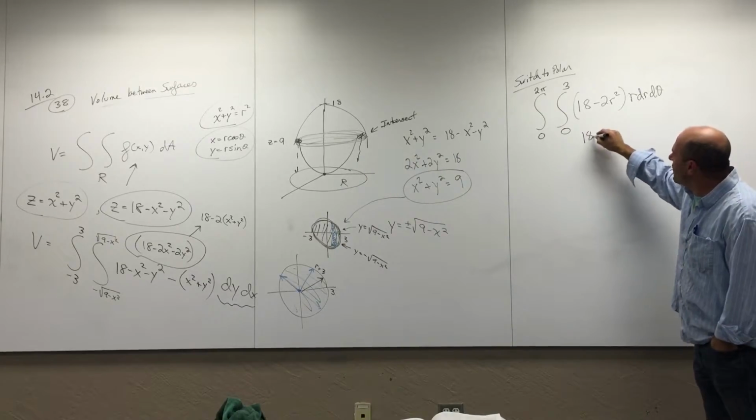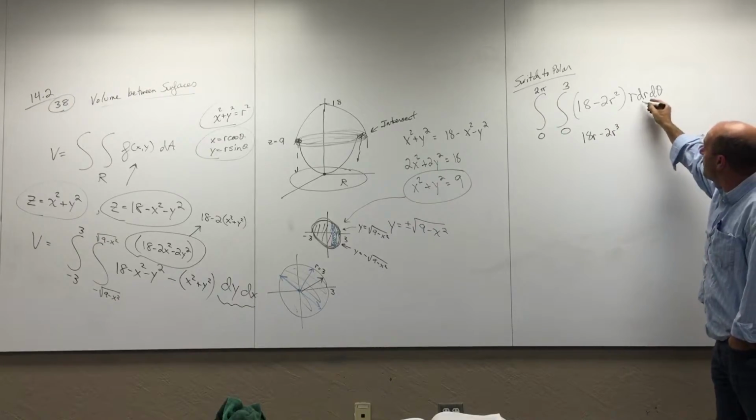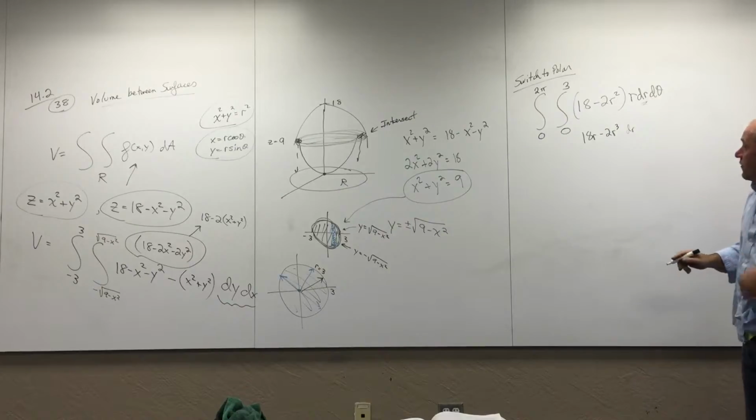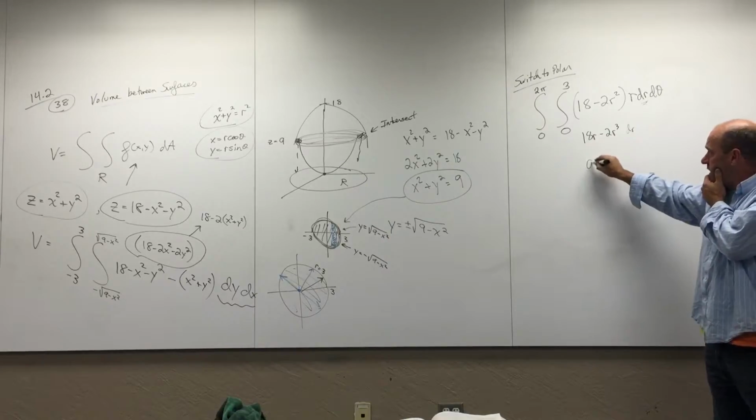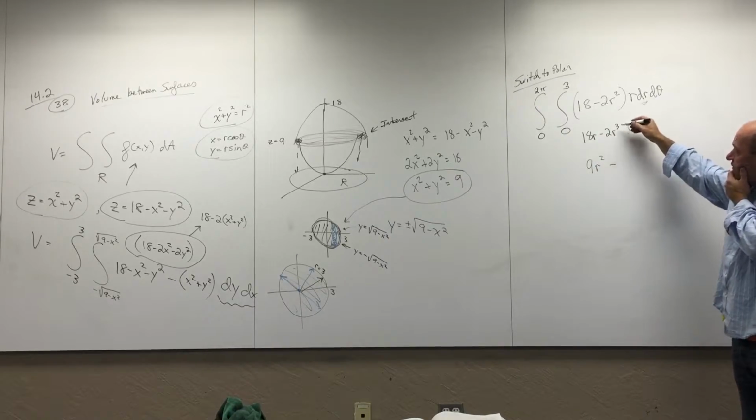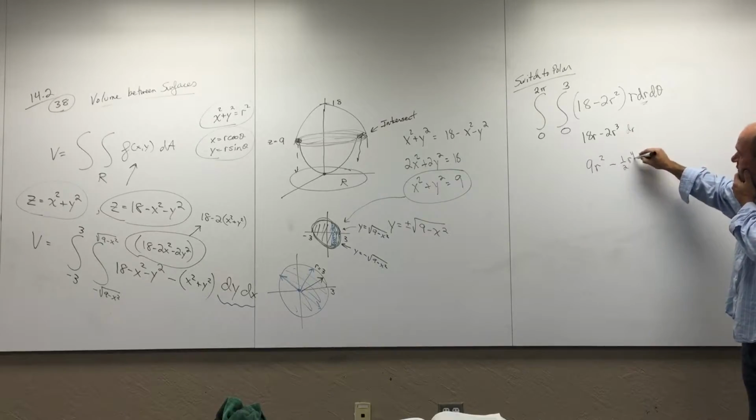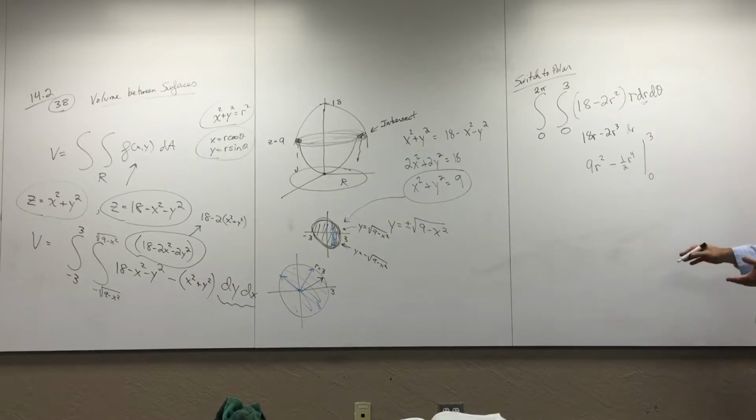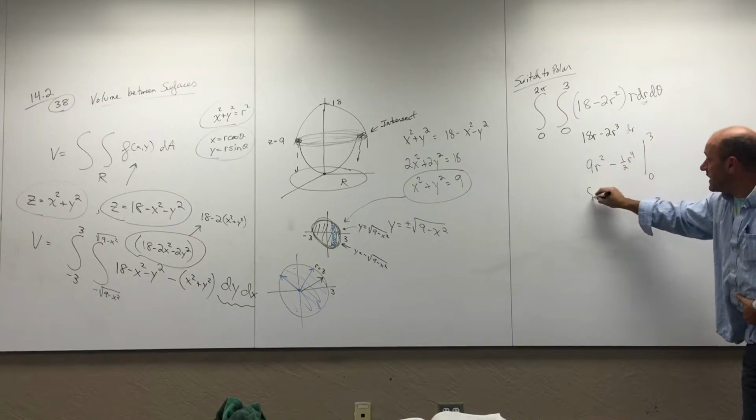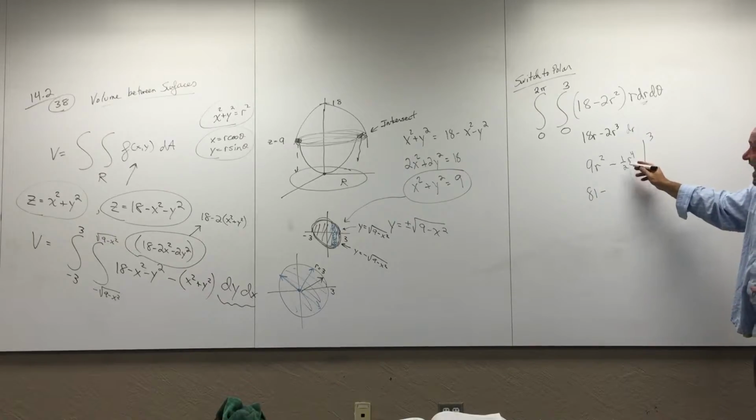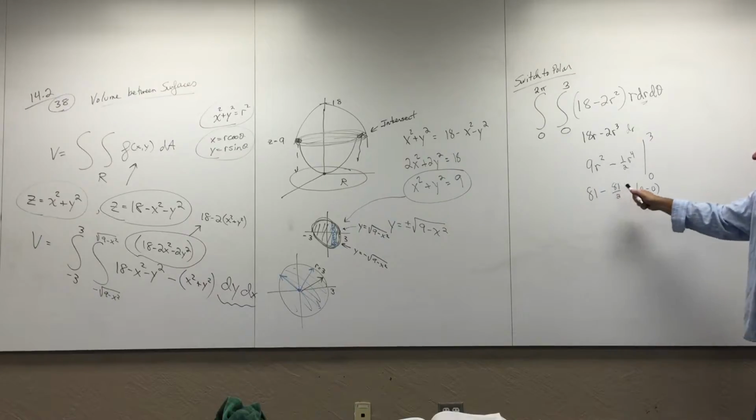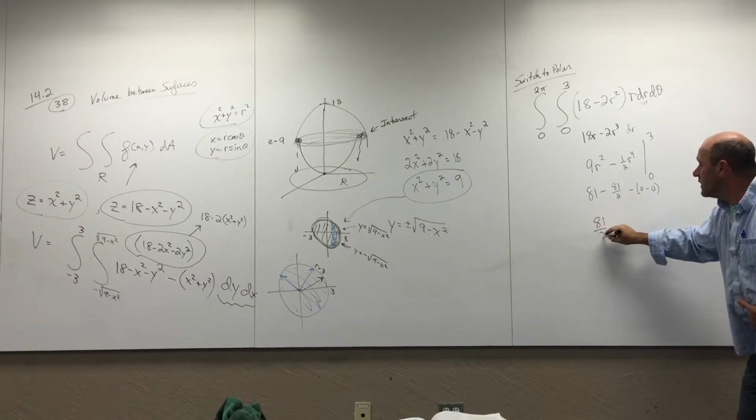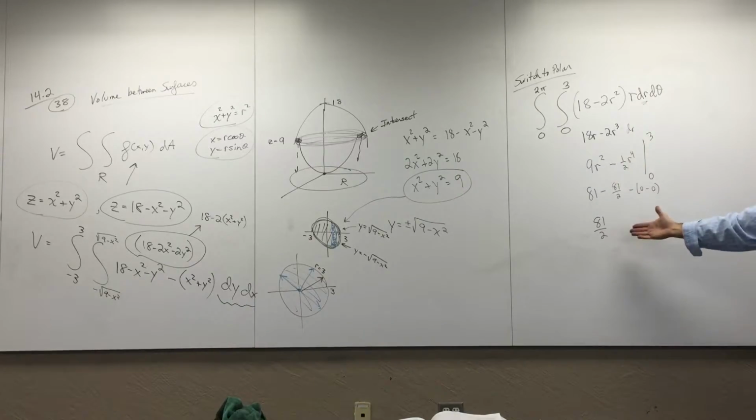Distribute the R. It's 18R minus 2R cubed. And then you are going to integrate with respect to R. So here we go. Now we should integrate. R squared divided by 2, 9R squared. R to the 4th divided by 4. Evaluate from 0 to 3. Plug in your 3. That's 9 times 9. It's 81 minus 81 halves, I think. Plug in your zeros, and those are all zeros. I think 81 minus 81 halves is 81 halves. So the answer to the inner integral is 81 halves.